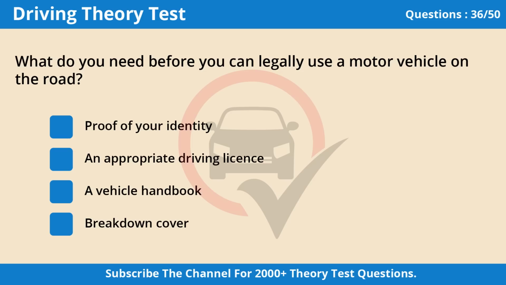Question 36. What do you need before you can legally use a motor vehicle on the road? A. Proof of your identity. B. An appropriate driving license. C. A vehicle handbook. D. Breakdown cover.